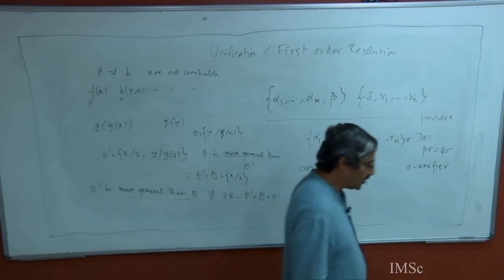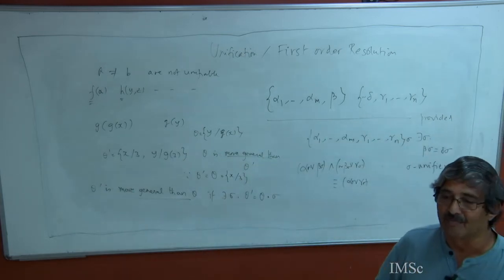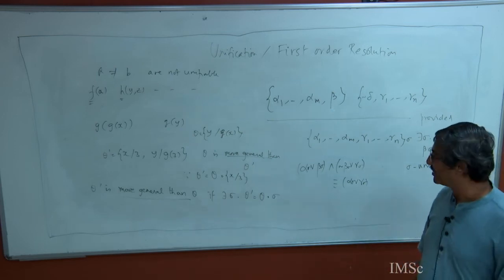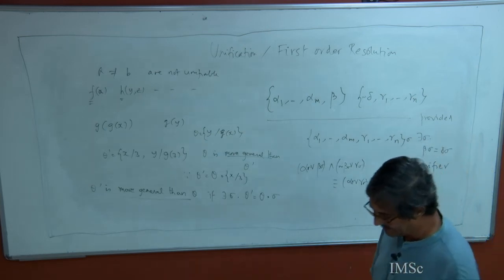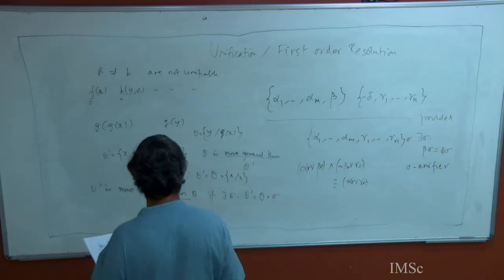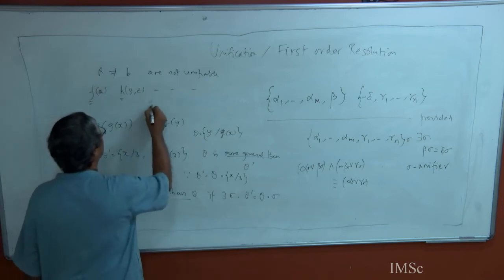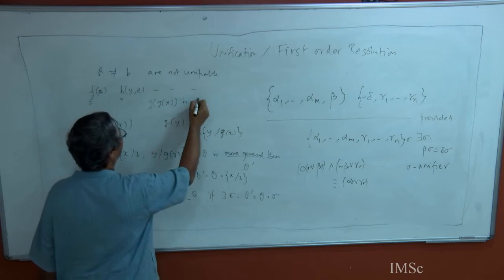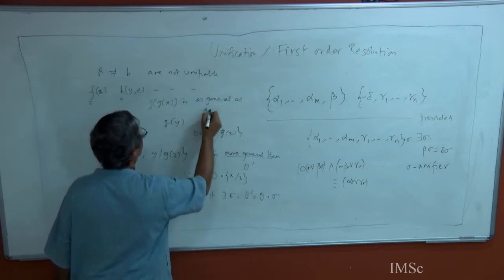Compositions of substitutions give you substitutions, and so you can talk about this idea of one being more general than the other. And in general, it should be easy to see that g of x is as general as g of y.